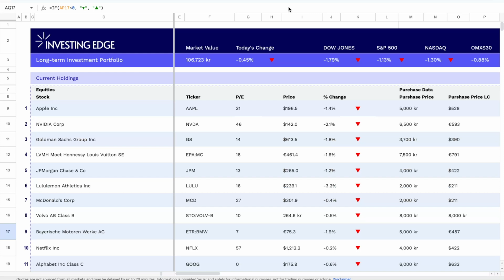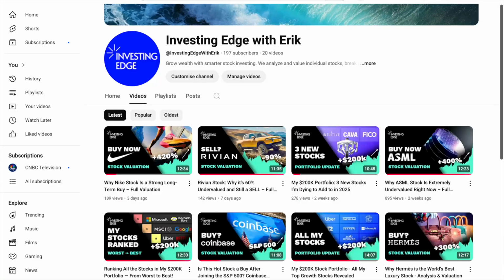And lastly, I removed any of my own private information from this tracking sheet and replaced it with some fictional stocks and values. So if you're new to the channel and would like to start off with an overview of the stocks that I own, feel free to check out some of my videos as well.